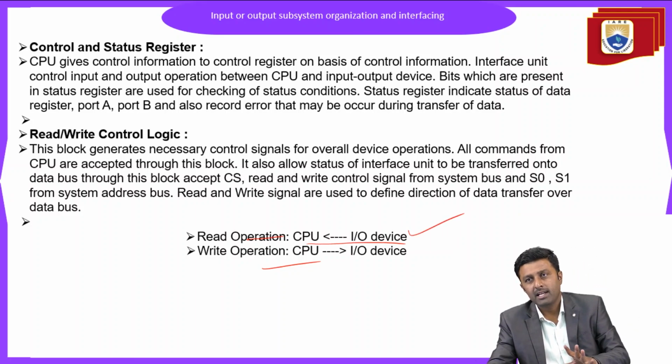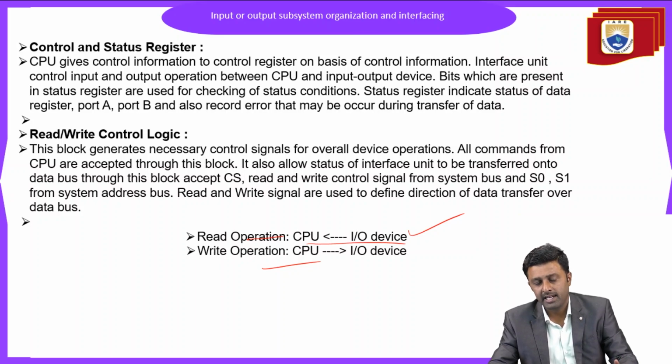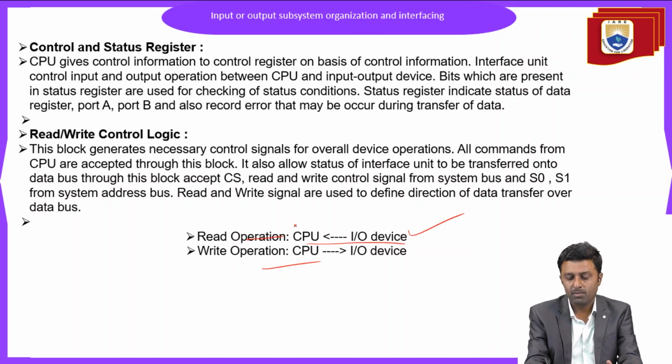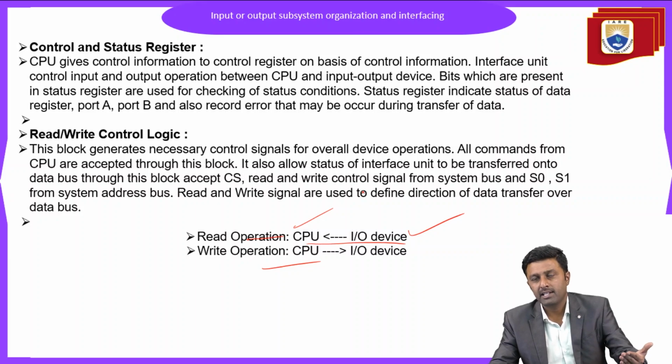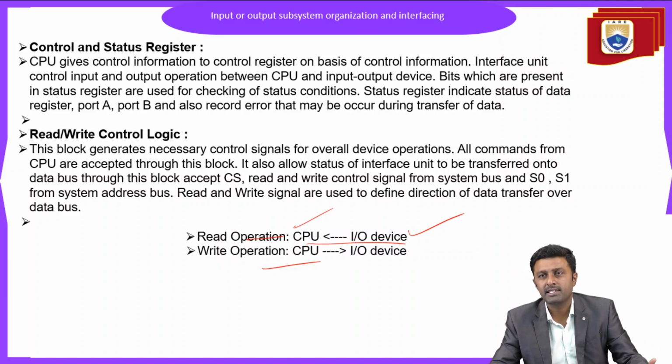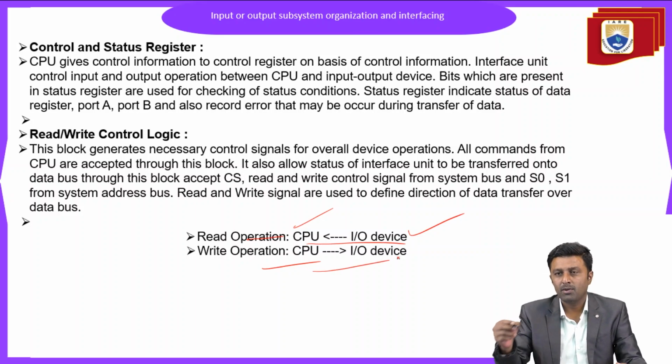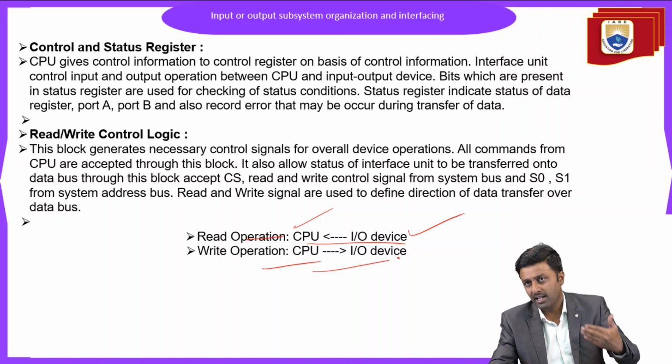Basically, here we have to learn that there are two operations in the computer: the read operation and the write operation. The read operation is when we access data which is present inside the CPU, that is, we are reading it. Whereas in the write operation, we will be writing.